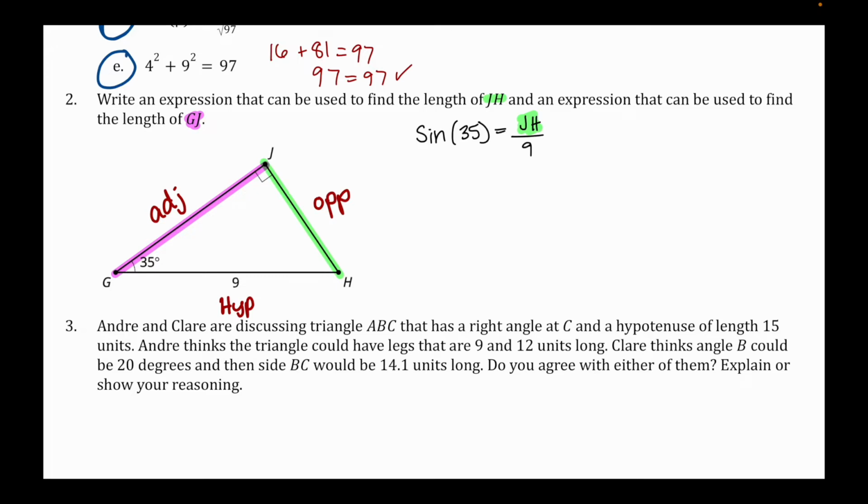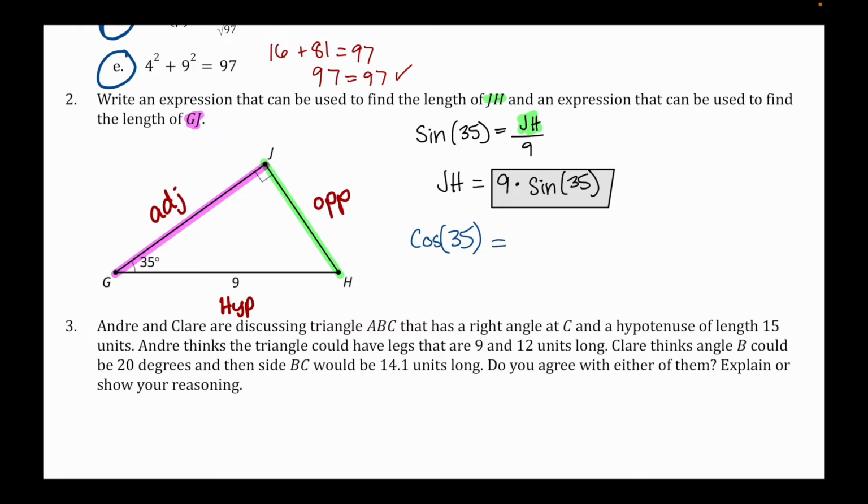Then we would multiply both sides by 9 here, so that JH, the expression we could use to find it, would be 9 times the sine of 35 degrees. And I'm not going to actually simplify that one in a calculator, just going to write it out that way because they're asking for an expression that can be used to find the length. So this right here is that expression. There we go. We're going to do the same thing for the adjacent one. So we're going to use cosine of 35.